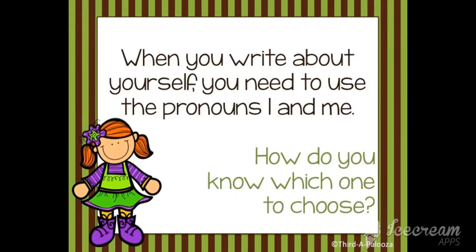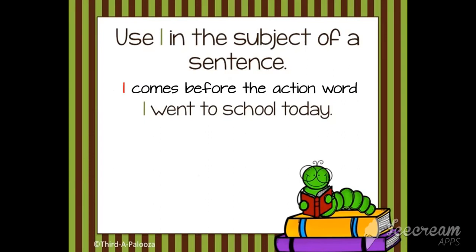When you write about yourself, you need to use the pronouns I and me. But how do you know which one to choose? Use I in the subject of a sentence. I comes before the action word. For example, I went to school today. Where is the action word? Yes, went. So, I'm gonna use I before, or in front of, the action word.